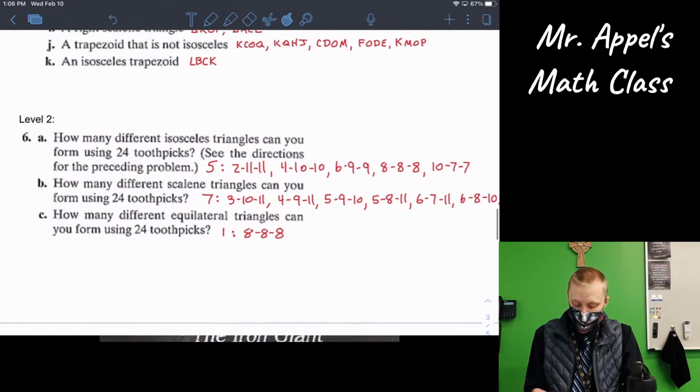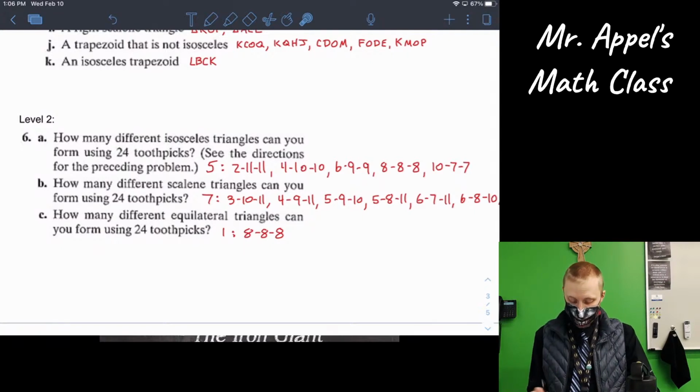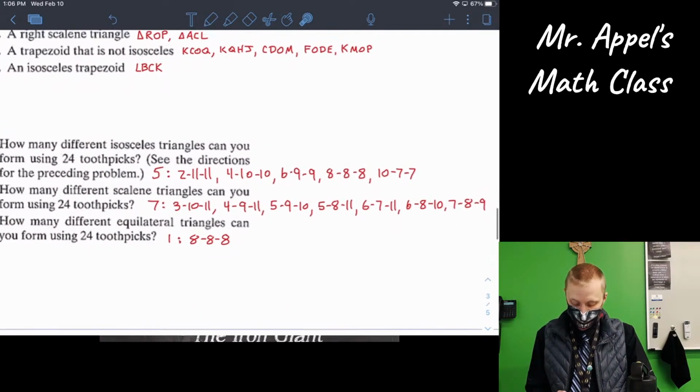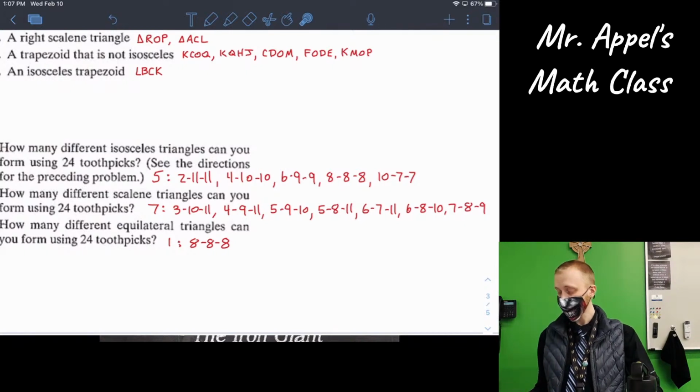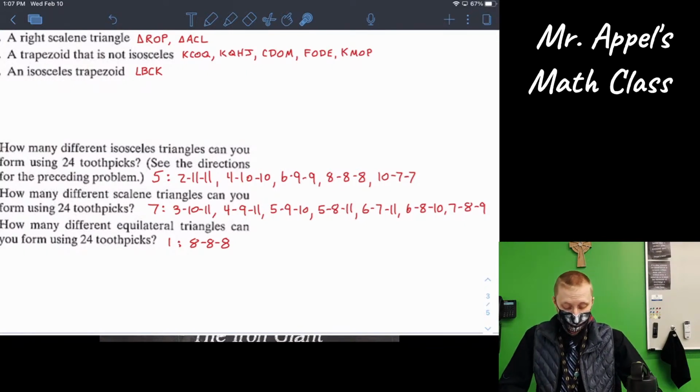Level 2 gave us another set of toothpick triangles, this time with a total of 24 toothpicks. How does that change things? We can now get 5 isosceles triangles. There's the list. We can now get 7 scalene triangles. There's the list. And you can actually make an equilateral triangle now. 24 does divide by 3, 8. Notice that also has to appear in our isosceles list. Every equilateral is also isosceles. So there's that one there.